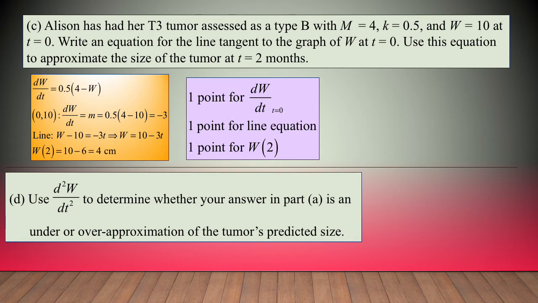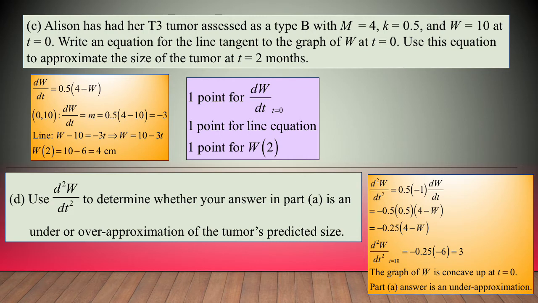Part D reads, use the second derivative of W with respect to t to determine whether your answer in Part C is an under or over approximation of the tumor's predicted size. The second derivative of W with respect to t will be the derivative of the first derivative, which is 0.5 times negative 1, and then by the chain rule multiplied by dW/dt. This is negative 0.5 times 0.5 times 4 minus W, or negative 0.25 quantity 4 minus W. So the second derivative of W with respect to t at W equal to 10 is negative 0.25 times negative 6, which is 3. This means that the graph of W is concave up at t equals 0, meaning that the Part C answer is an under approximation.